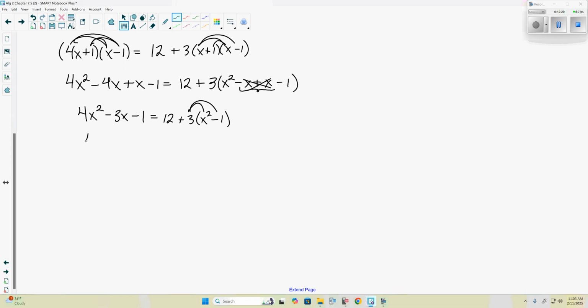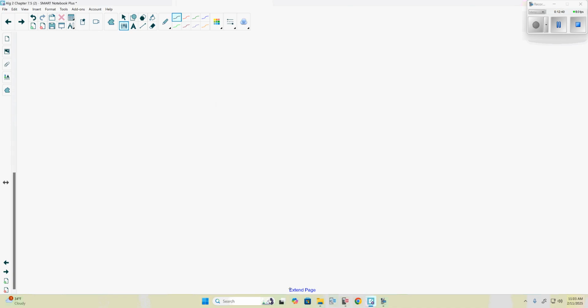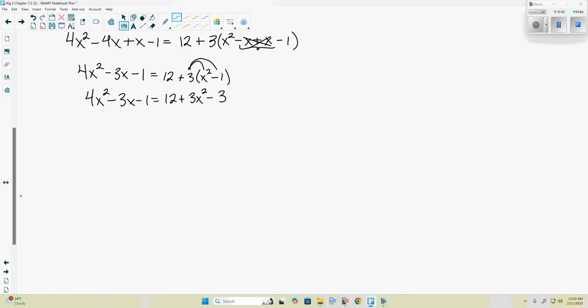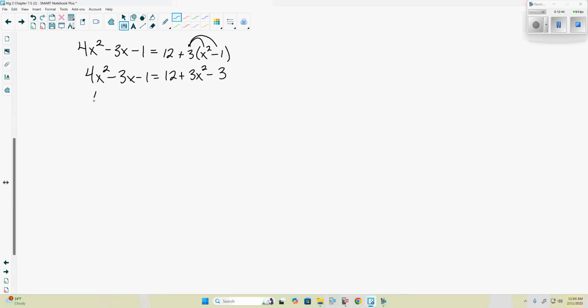We'll need to distribute the 3, telling us 4x squared minus 3x minus 1 is equal to 12 plus 3x squared minus 3. And lastly, we do have some like terms.